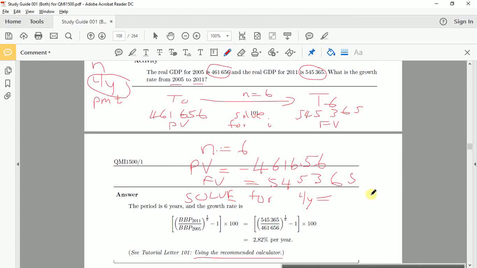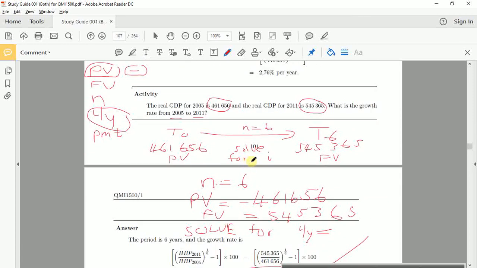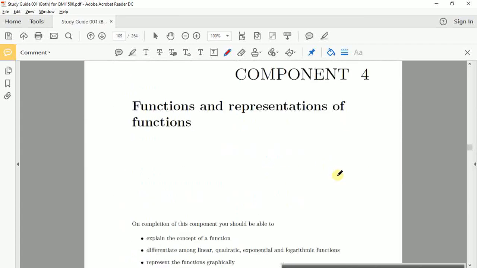What is the FV? 5, 4, 5, 3, 6, 5. FV. Compute. There it is, 2.8. There we go. Done. I forgot again to put the minus. But see, you don't have to use that because you can use this. So there we just did an example. Now you know how to do a calculation like this on the calculator. That covers that. Perfect. Component 4 now.